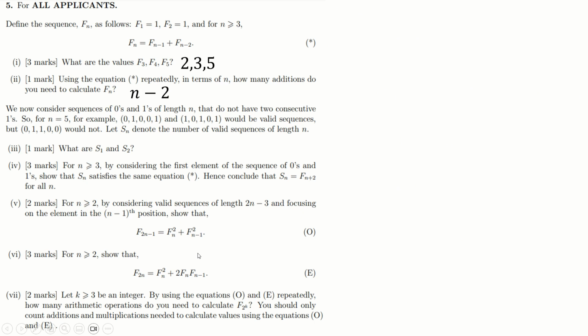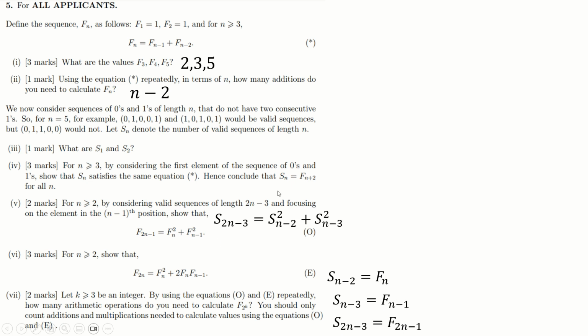So I'll show this for the S's. Now, like we said, the S's are always 2 behind the F's. So therefore, this thing here is going to be S squared of n minus 2. And this thing here is going to be S squared of n minus 3. And this thing here is going to be S squared of 2n minus 3, because we're always 2 inputs behind the previous one. So what I'm actually trying to show is this thing here, which makes sense because I'm supposed to consider valence sequences of 2n minus 3.